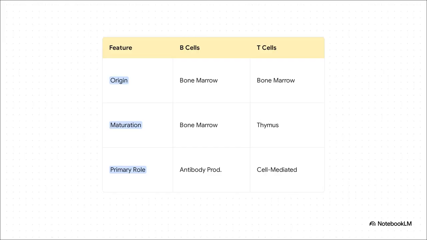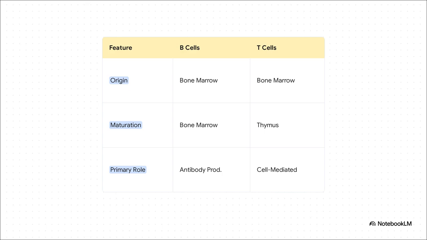Now, there are two major classes, or subsets, of lymphocytes. We call them B cells and T cells. As you can see, both of them originate from those hematopoietic stem cells in the bone marrow. But, and this is a critical difference, their sites of maturation are different. B cells, or B lymphocytes, complete their entire maturation process right there in the bone marrow. Their primary job in an immune response is to differentiate into what we call plasma cells, and these plasma cells are the factories responsible for producing and secreting antibodies.